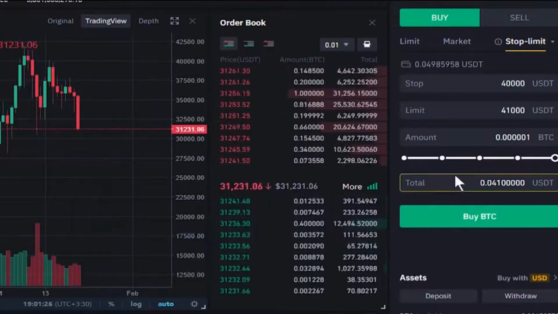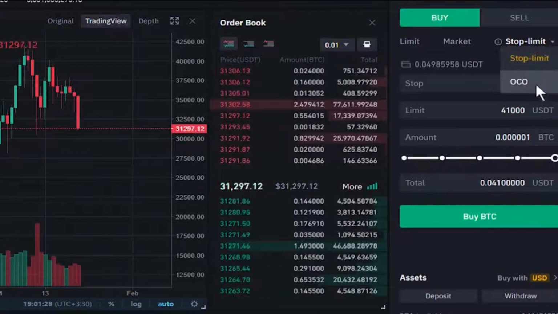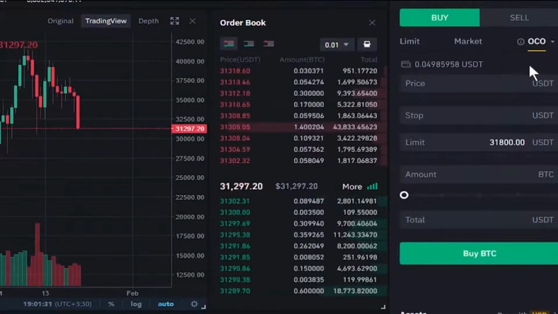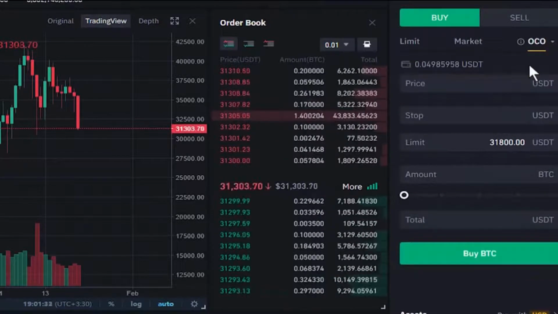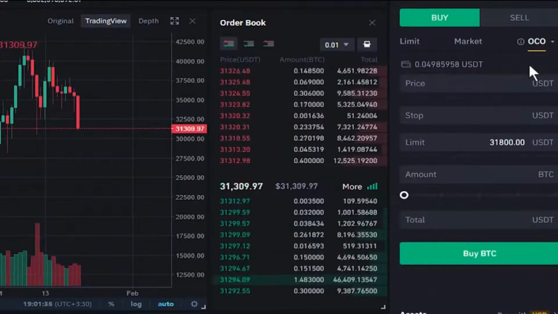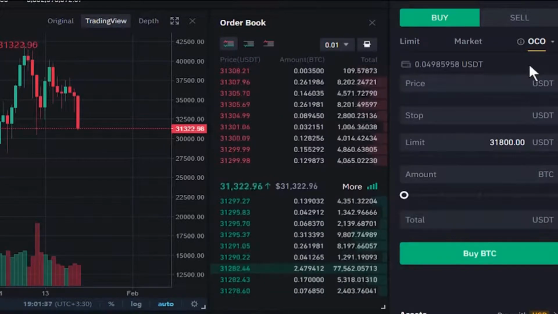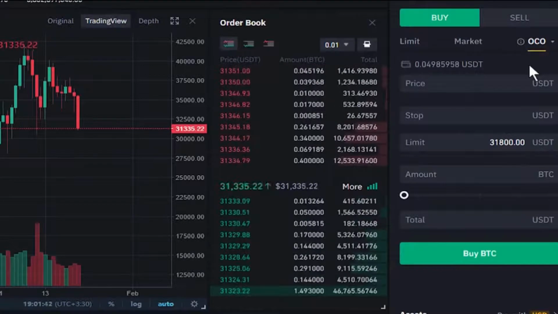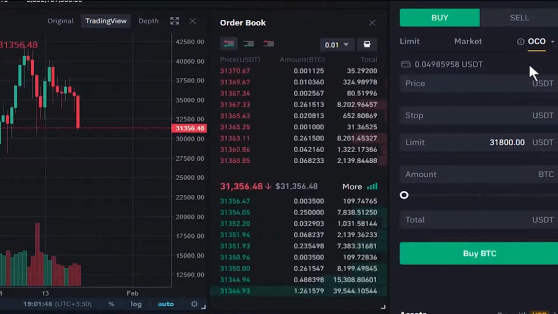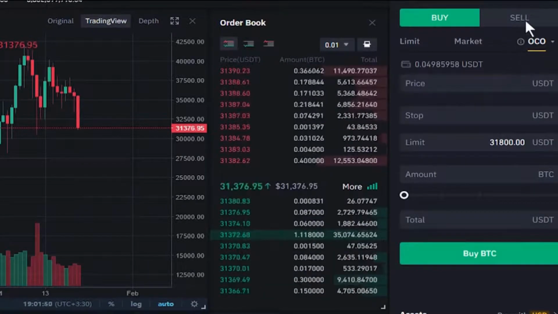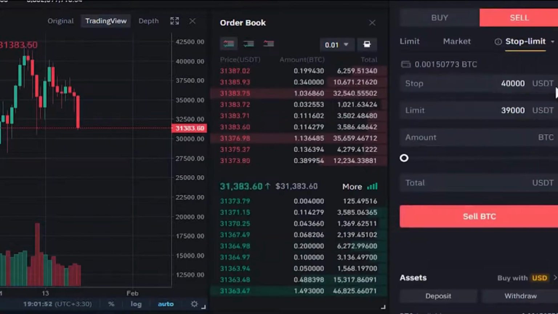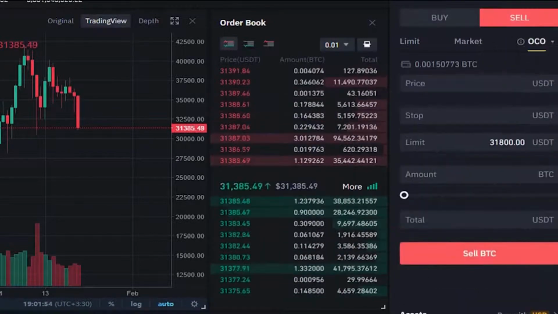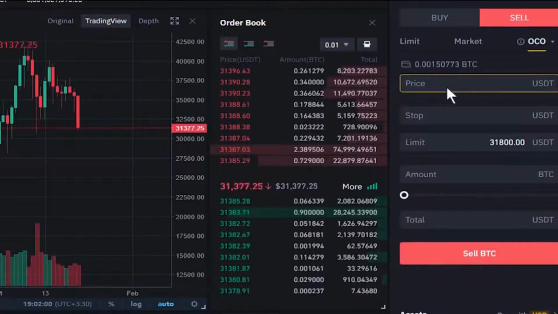Another kind of order that you can place on Binance is OCO. One cancels the other. Actually, it's a mix of stop limit order and limit order, and it's useful for placing stop loss order and take profit order at the same time. If either of the orders is triggered, the other order will be canceled. Let's go to the Sell tab and OCO. Here you place your limit order.